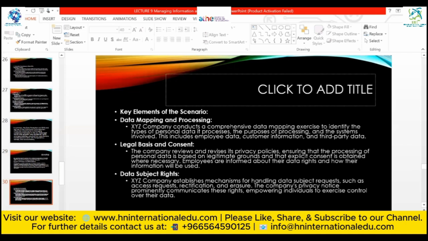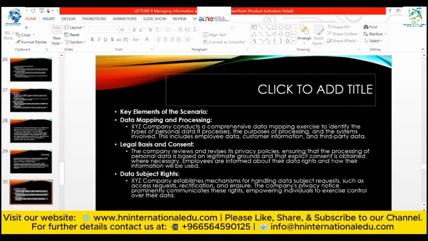Data mapping and processing. XYZ Company conducts a comprehensive data mapping exercise to identify the types of personal data it processes, the purposes of the processing, and the systems involved. This includes employee data, consumer information, and third party data. This is what they do. This is their JD of the organization.